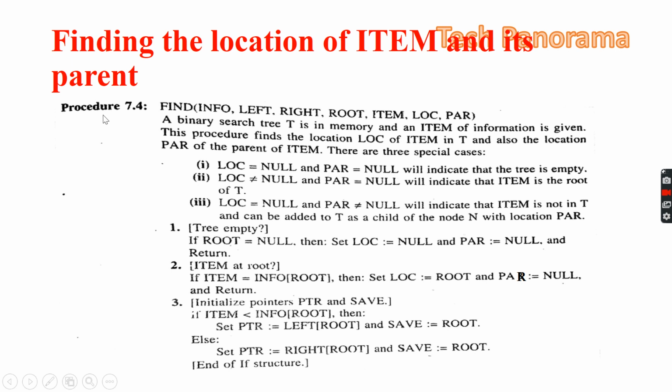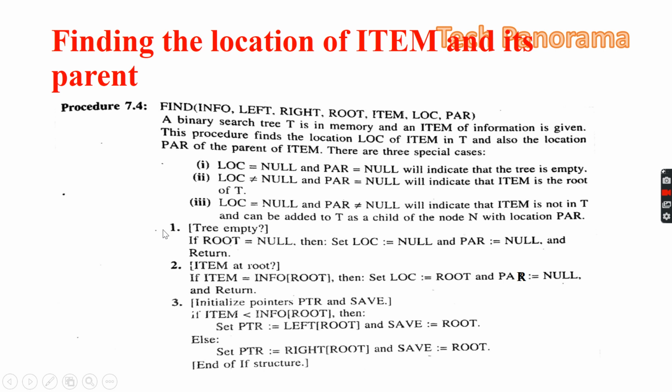Next is our algorithm to implement the find algorithm. We take the procedure name as find. The input parameters are the tree, with info, left, right, and the root, and the item that we want to search. Both of these are the output parameters: the location and the parent. There are three cases. The first case, when the tree is empty, it will return location null and parent null. If the item is already in the tree, then the location will not equal null and the parent will equal null. And the next case is when the item is not in the tree, then the location will be equal to null and the parent will not equal to null.